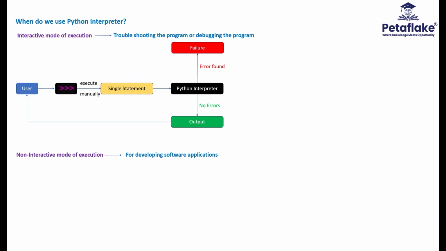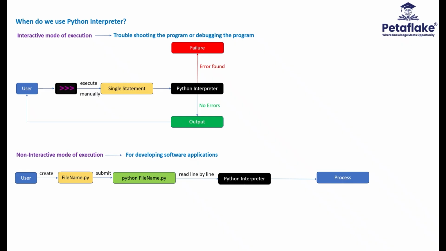The mode of execution of programs in a software application is called non-interactive mode of execution. In this non-interactive mode of execution, the complete Python program statements are stored in a file with the file extension .py. The .py file will be submitted for execution in the command line. During the execution, the Python interpreter takes line by line from the program and processes each line of code. The output of each line of code is called temporary output, and this output is stored in the memory.